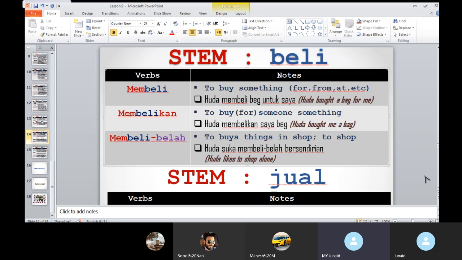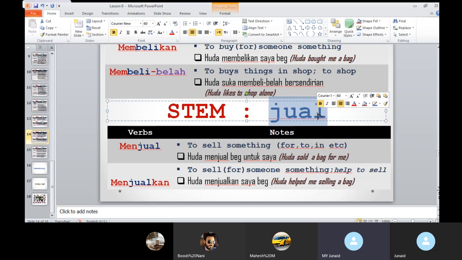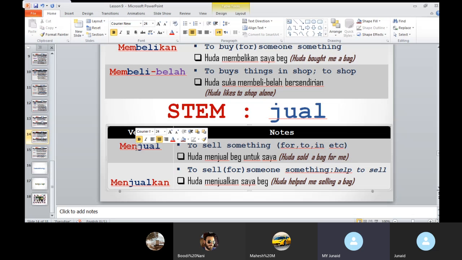It's another word. Jual means to sell. The same rule. Menjual, menjualkan. Menjual, to sell something for someone. And menjualkan, to sell for someone something. And we just use jual in spoken Malay. Jual.